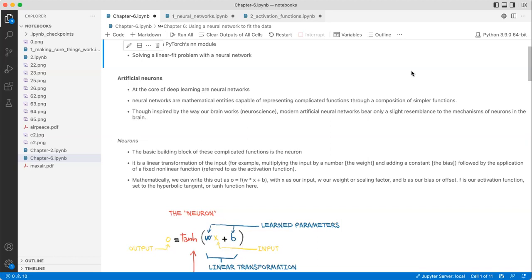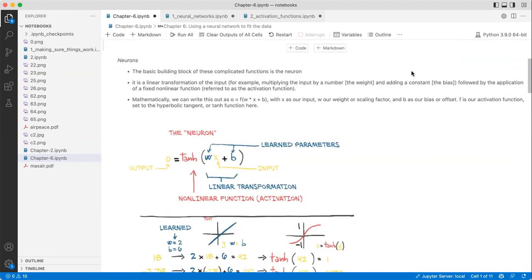So what do we do? We've been going through this many times. It's a linear transformation of input. We multiply our input with the weight, then we add bias. So this is a linear function. Then we pass that through a non-linear function, which is also called our activation function. So that's what our neuron is.